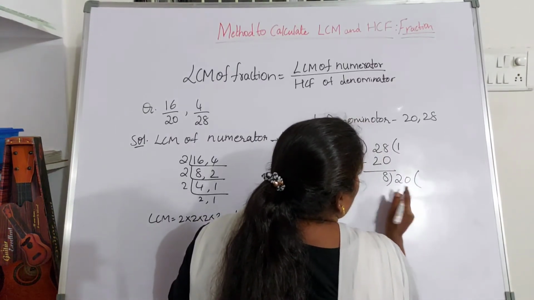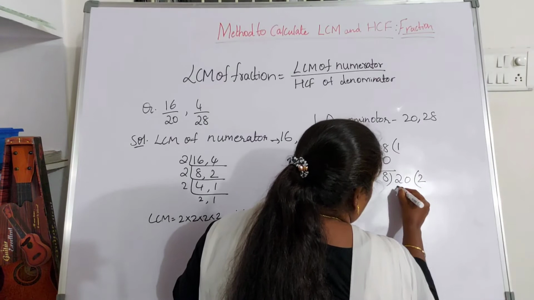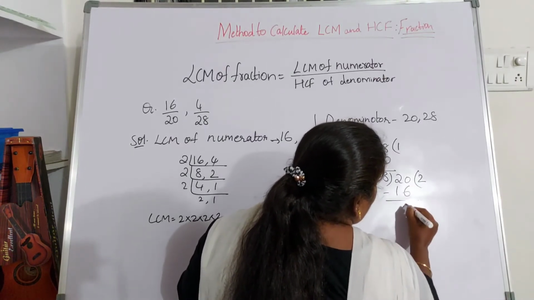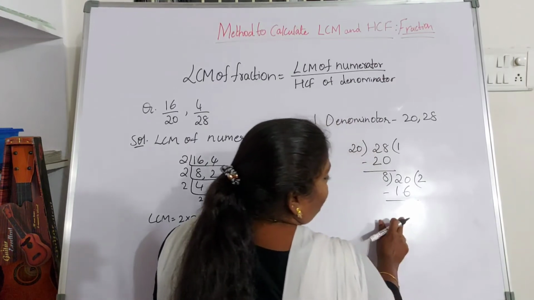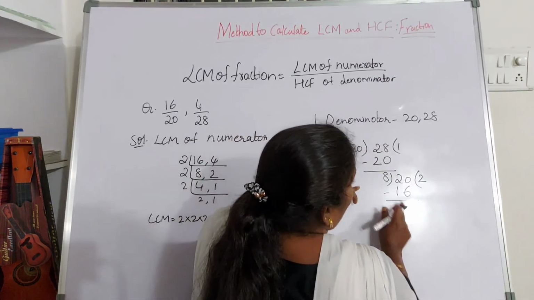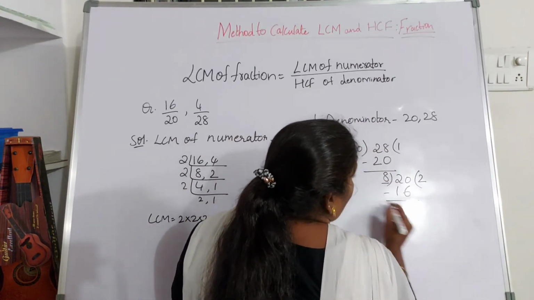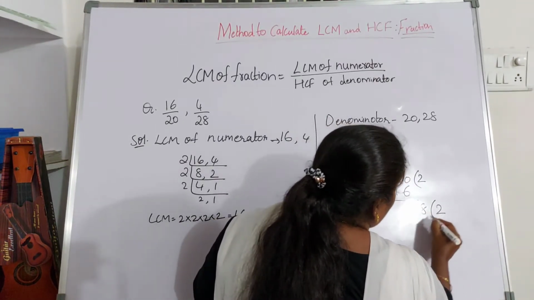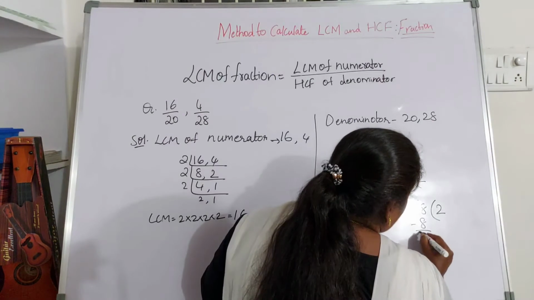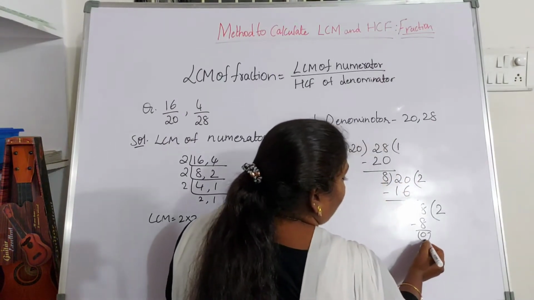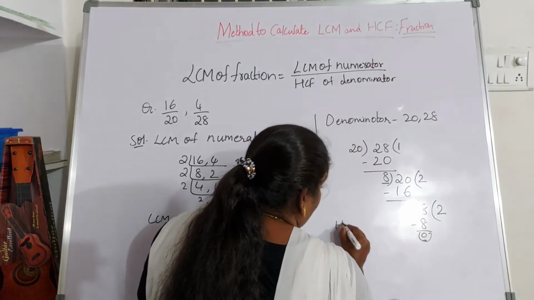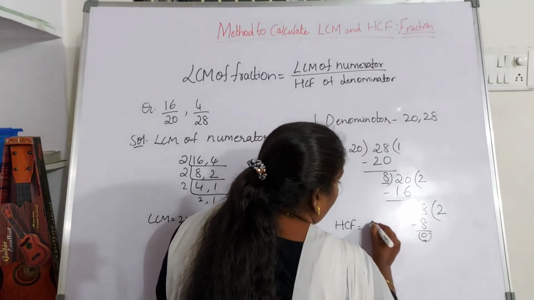Now 8 2s are 16. By subtracting I get 4. The remainder is 4, and 4 is smaller than 8, so this divisor is taken as the dividend. Now 4 2s are 8 and the remainder is 0. Since we got a remainder of 0, this divisor will be the HCF. So HCF is equal to 4.